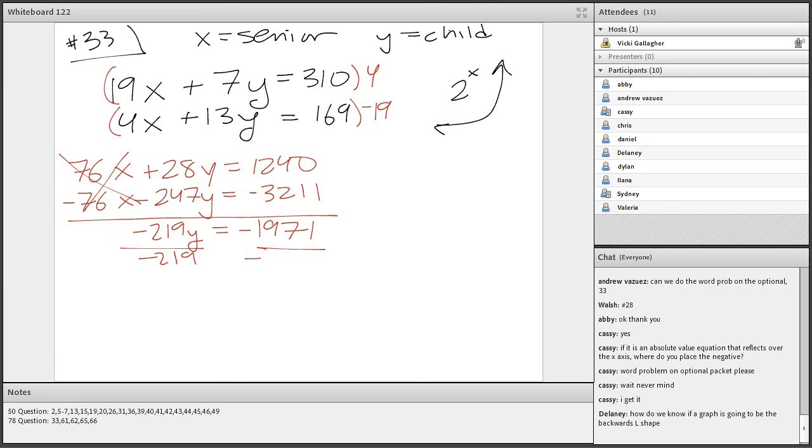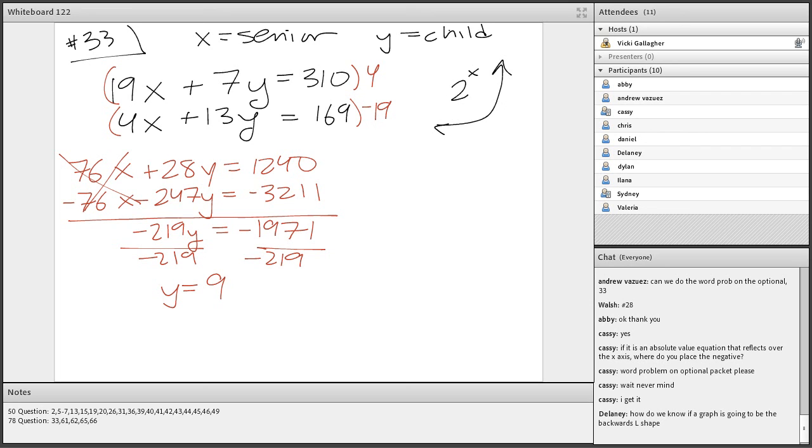In this problem, since we're finding out how much a ticket costs, it would be appropriate to get a decimal. It would be okay if we don't get a decimal. It is a nice whole number. It's 9. But it would be okay if you would have gotten a decimal because money can have decimals.